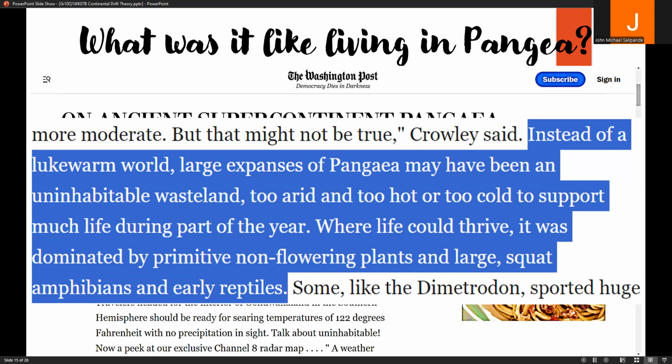And another reason is because of the last highlighted sentence: where life could thrive, it was dominated by primitive non-flowering plants and large, squat amphibians and early reptiles. So considering that we would have been residing with dinosaurs back then, we would have acted as the food or the prey for dinosaurs. Okay, so not only would we have to deal with large, gigantic, colossal animals before, but we would also have to deal with extreme temperatures.